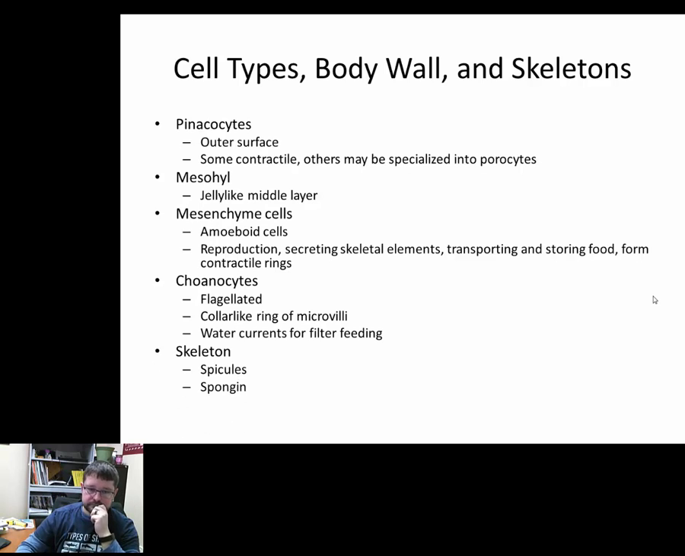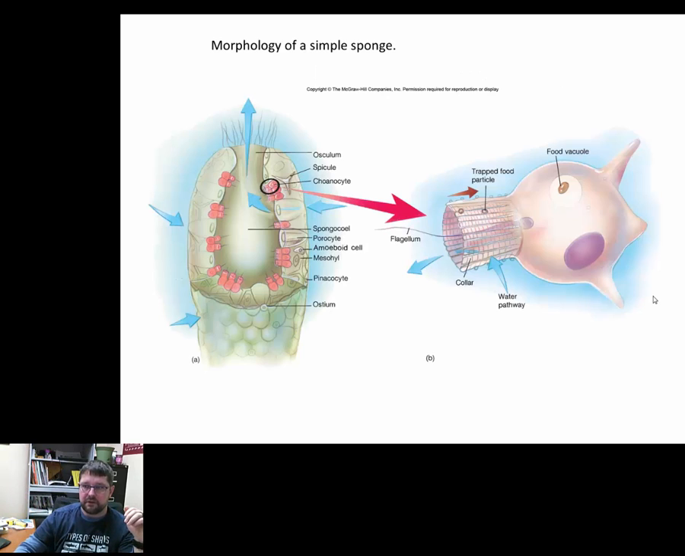Their skeleton, like we talked about before, can have spicules. These are rigid features. Or they can have spongin, which is more of a protein base, a lot more flexibility. And that's what allows sponges to kind of flex and then go back to the original shape. All right, so let's look at some of this morphology that we were just talking about.